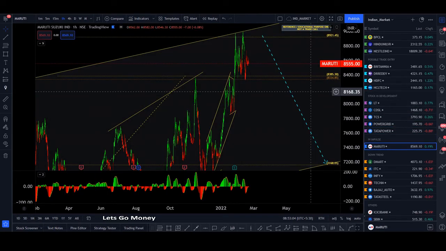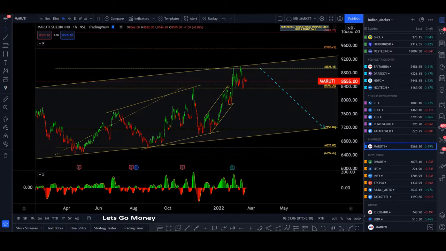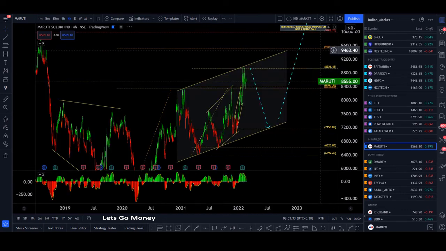Coming to Maruti. Maruti did an impulsive move up. You know that we were in this trade, and this was the exit point for us, and we exited at this point. Now it is all sideways. It looks like it is consolidating for sure. It has done a consolidation, and this can go up, and maybe the target might be 9,500 rupees, but at this point we are not trying to enter because we don't see a good risk to reward ratio there.